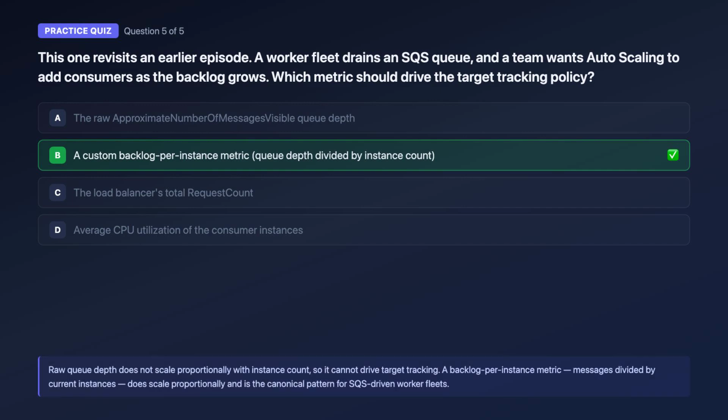If you said B, well done. Raw queue depth doesn't shrink as you add instances, so it can't drive target tracking correctly. The backlog per instance metric, messages divided by current instance count, scales proportionally, which is exactly why MegaCorp uses it to scale its SQS worker fleet instead of CPU.